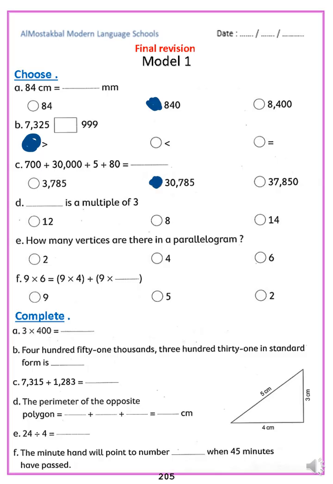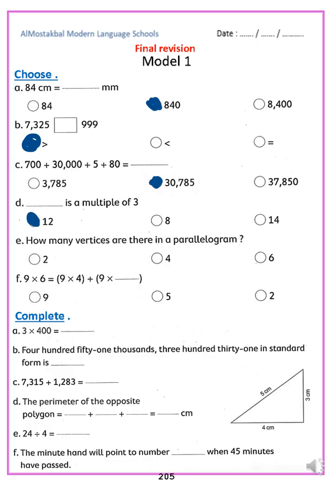The next question, what is a multiple of 3? What are the multiples of 3? 3, 6, 9, 12, 15. So 12 is a multiple of 3.